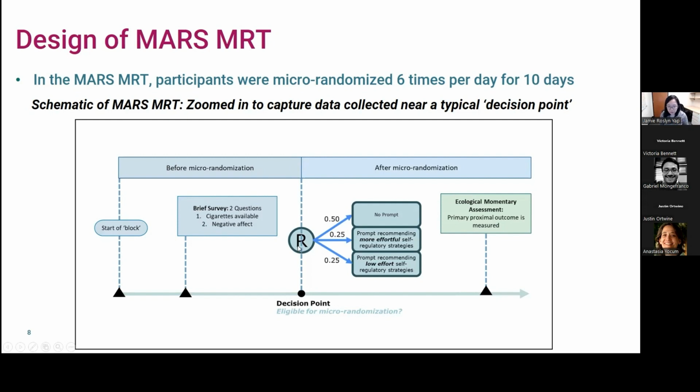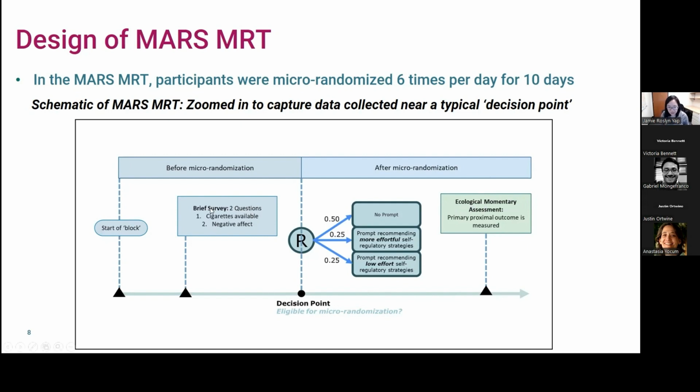Now, after the micro-randomization, approximately an hour after that, an ecological momentary assessment, or EMA, is delivered. The ecological momentary assessment is longer and has a lot more questions compared to the brief survey. The primary proximal outcome of this trial is collected in the ecological momentary assessment, and it involves questions that ask participants to report whether in the past hour they've utilized any self-regulatory strategies.